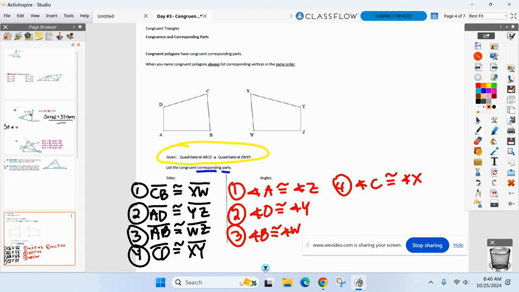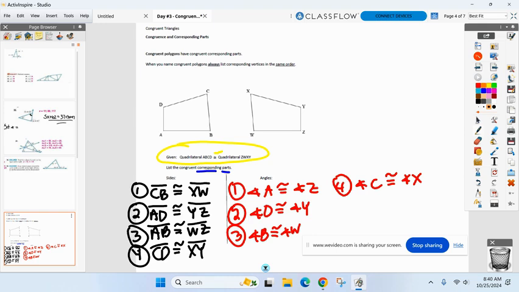Look where A is in the statement. It's the first letter, isn't it? And then it matches up with the first letter in the other statement, which is Z. That's how those statements will be written going forward. They will match up the corresponding parts for you already. So I don't need a diagram.